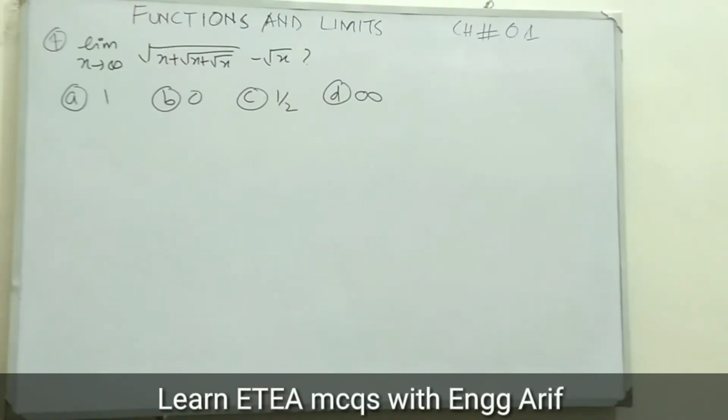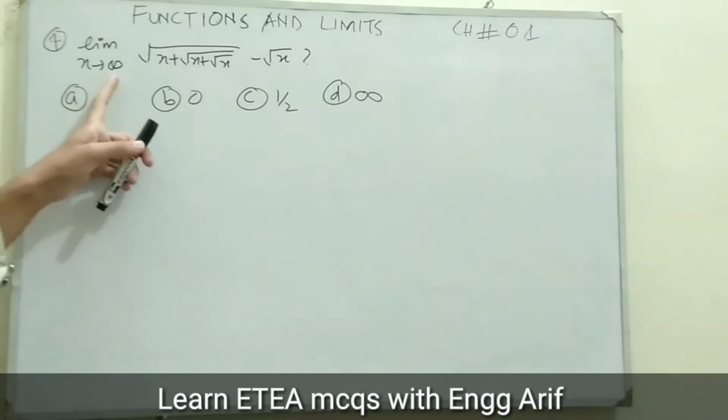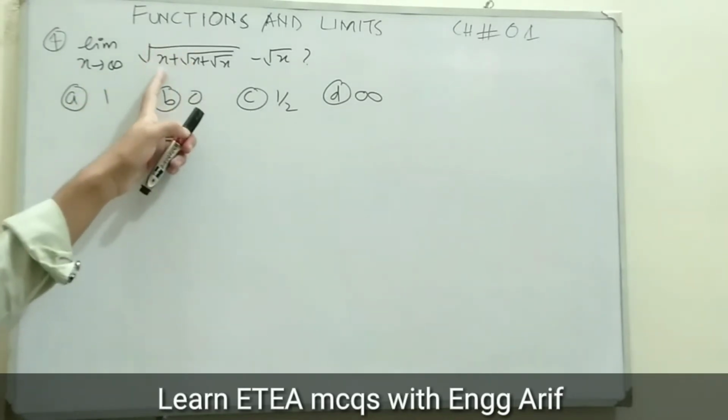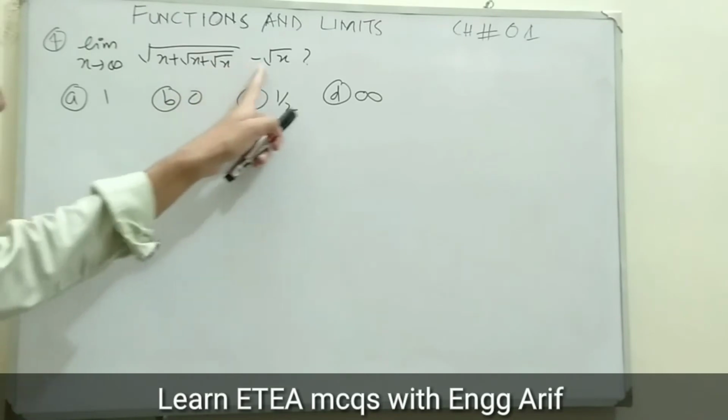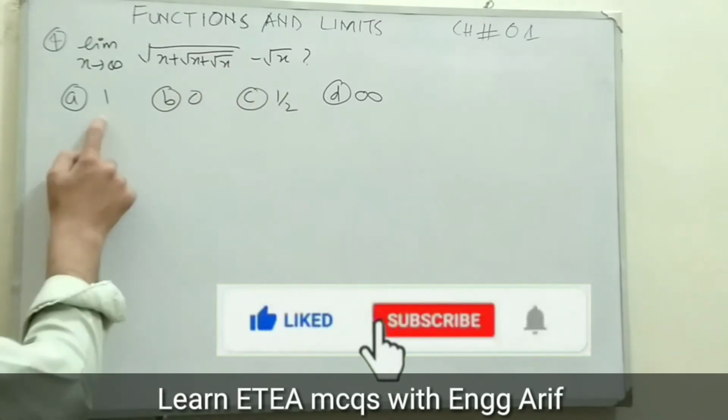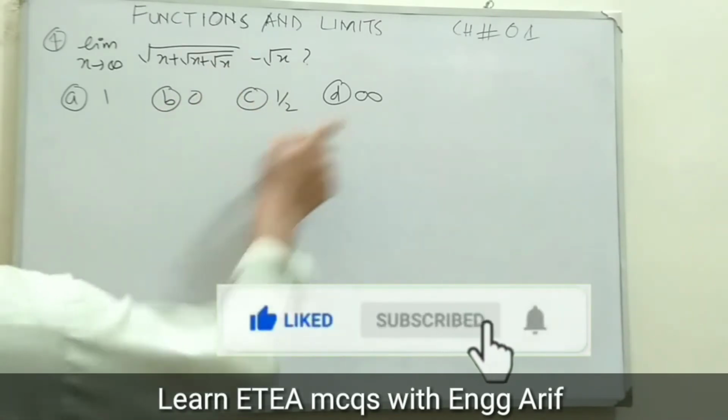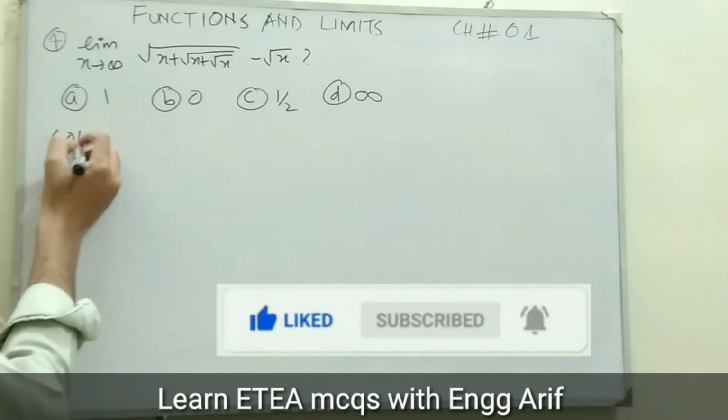Now move toward MCQ number 4. It tells that limit x approaches infinity, find the value of square root of x plus square root of x plus square root of x, minus square root of x. So first option is 1, second is 0, third is 1 over 2, and the last is infinity. So we'll move towards the solution.